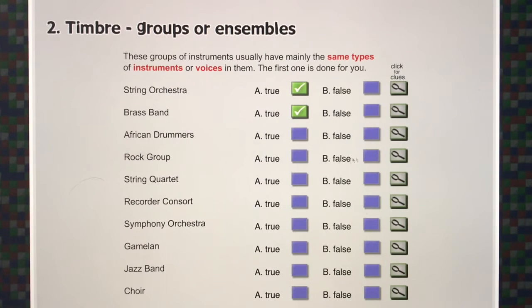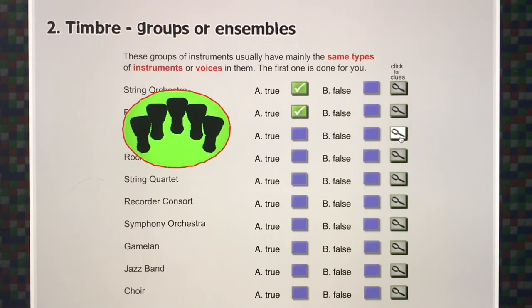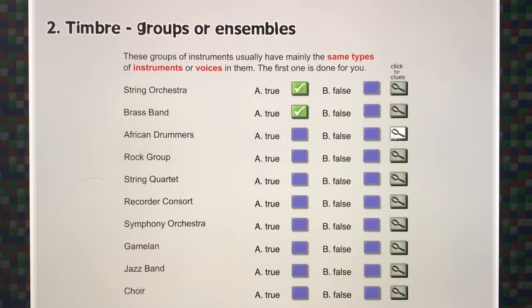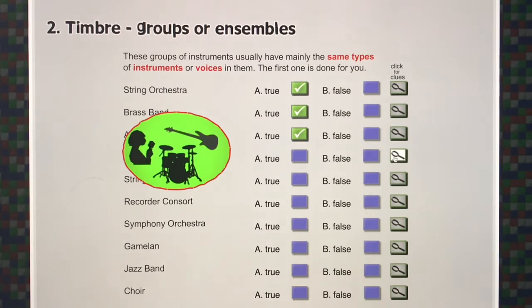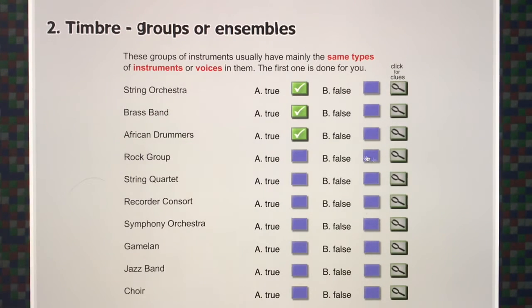African drummers. Let's click on the clue. There's a whole set of African drums, or djembes. They all look the same, so that's going to be true. A rock group. Let's have a look at the clue for that. So what have we got there? We've got a bass guitar, we've got a drum kit, and we've got a vocalist, a singer. So those are all a bit mixed up really. So do they have the same types of instruments or voices? I don't think they do, so that's going to be false.